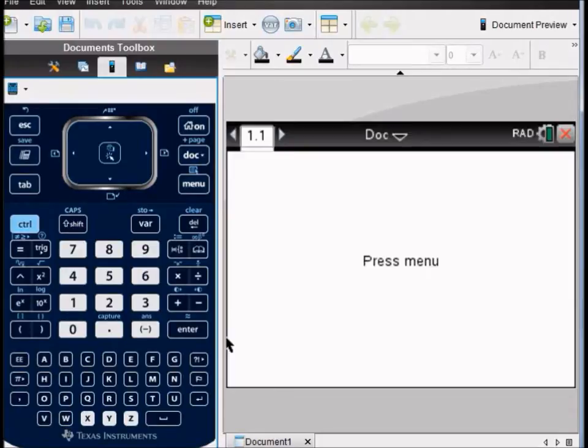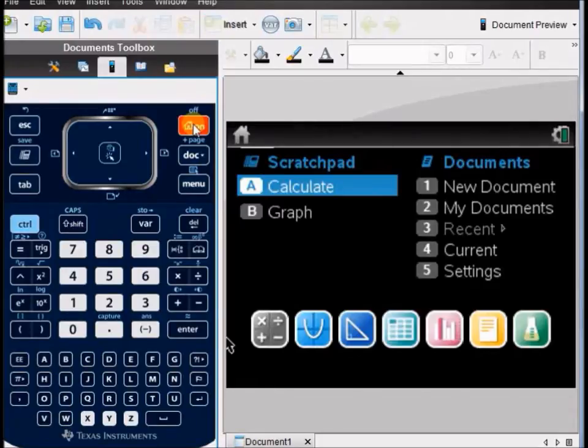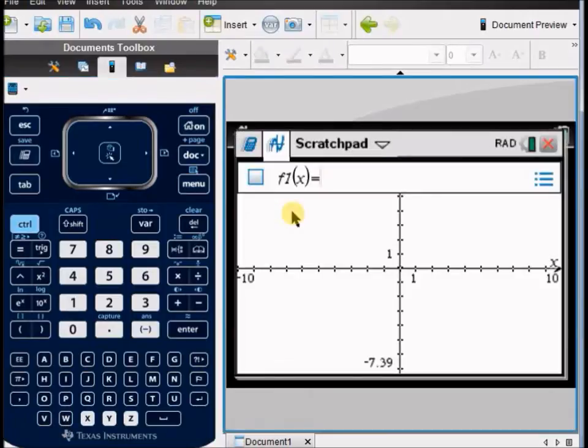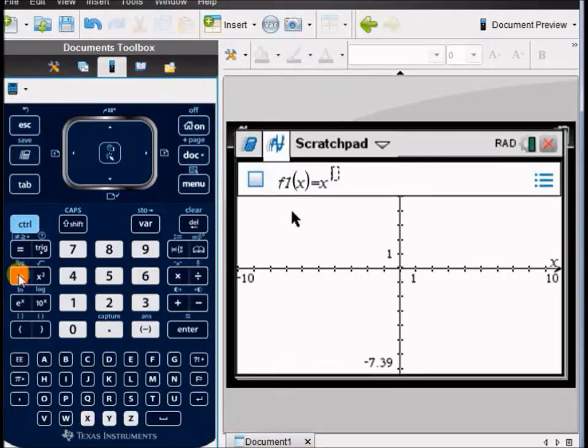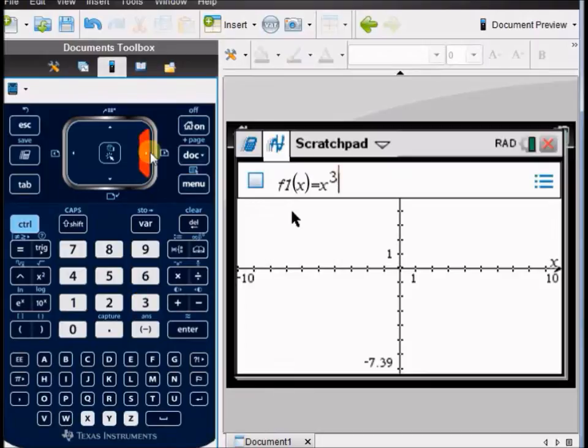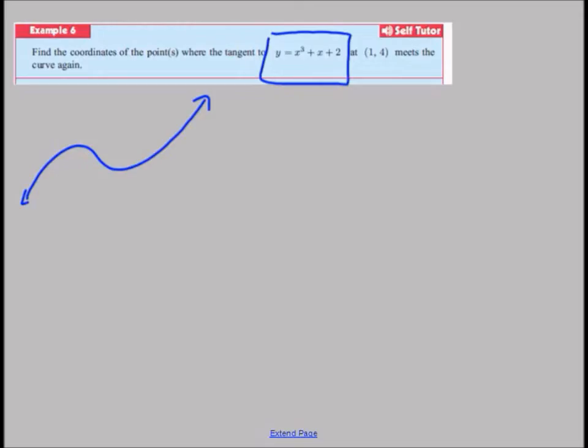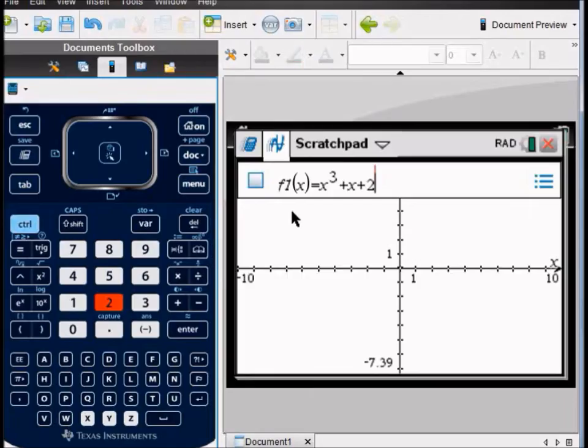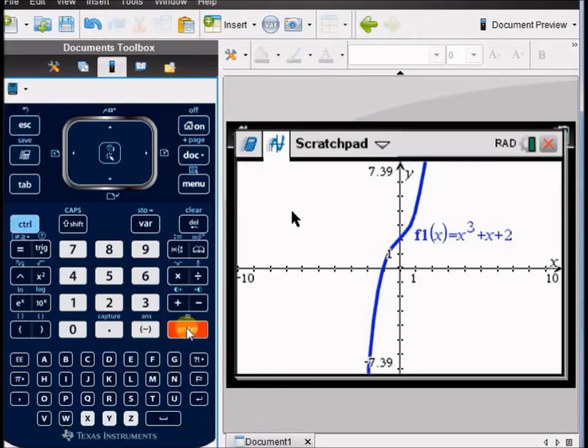Oh, we need to go home. We need to graph, and type in our function, which was x to the power of 3, scroll over, plus x plus 2. Okay, double check, see if I got that right. X cubed plus x plus 2. Yes. And enter. Okay, there's that graph.